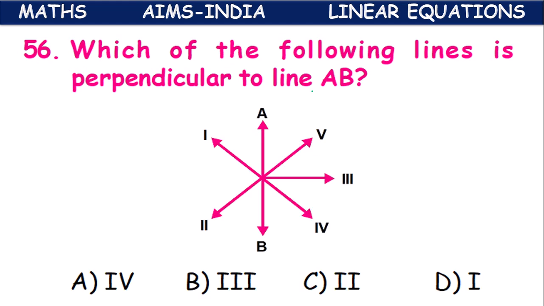Next, which of the following lines is perpendicular to line AB? So, like this is AB, perpendicular line. If we draw like this, this is perpendicular line. Both are right angles to each other. So, third line, represented by Roman number 3, it will be perpendicular to AB.